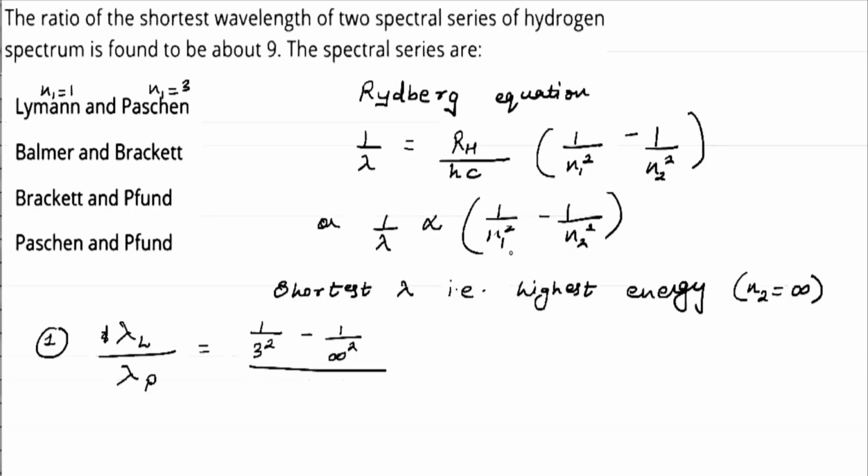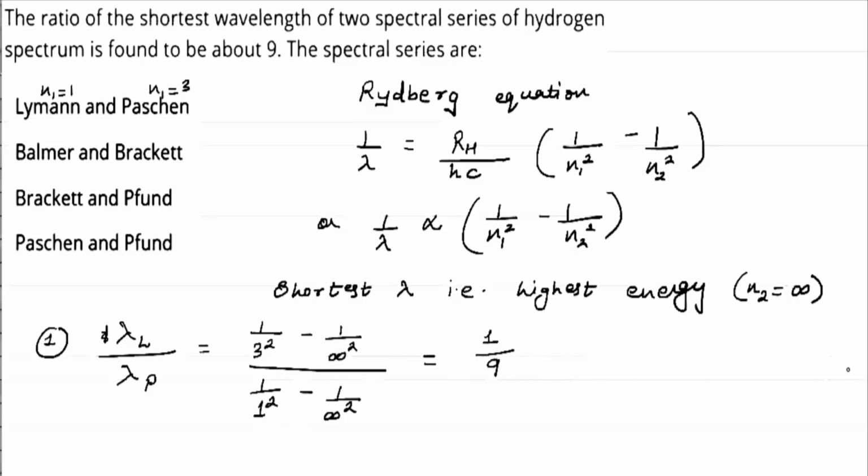Since 1 by lambda is directly proportional, that is the reason we are going to put it in an inverse manner. So 1 upon 1 square minus 1 upon infinity square. I hope you are getting this point. So this is going to be 1 upon 9 minus 0, and 1 upon 1 minus 0, so that's going to be 1 upon 1, that is 1 itself, and 1 upon 9. As we go up in the numerator, it becomes the reciprocal, and hence it would be written like this.